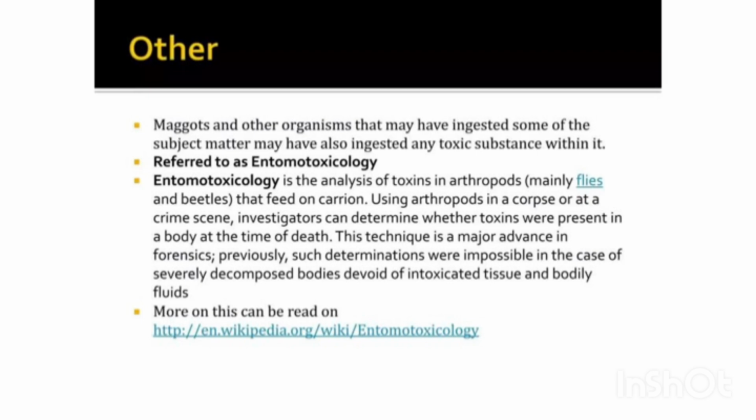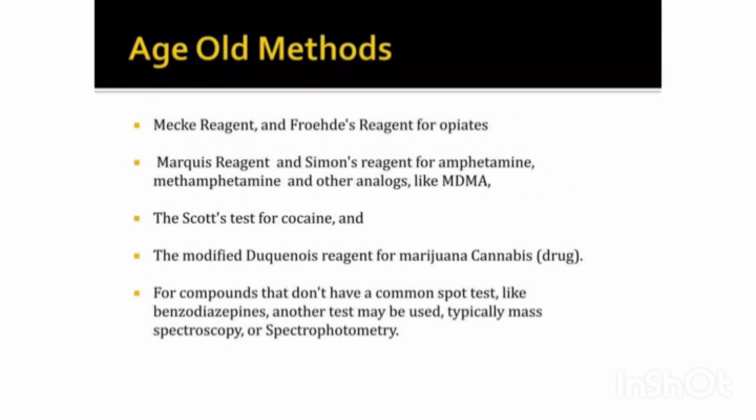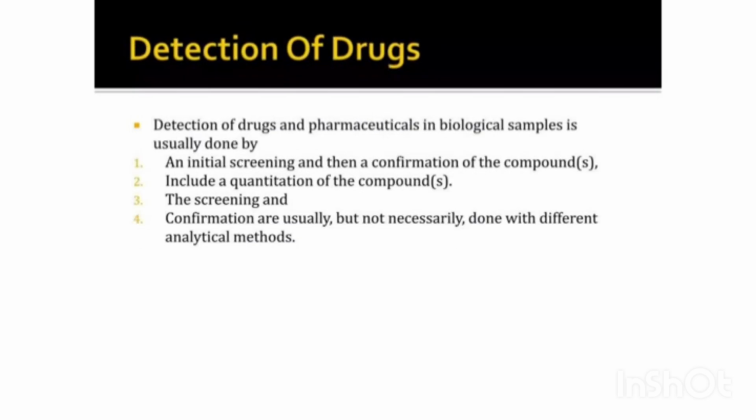The study of insects we can call entomology. And the study of toxins from insects we can call entomotoxicology. These are the oldest methodologies for identifying toxins. Then for the detection of drugs, we usually get it from the initial screening, and we can confirm the compound present in the sample. Usually biological samples are used for the detection of drugs.